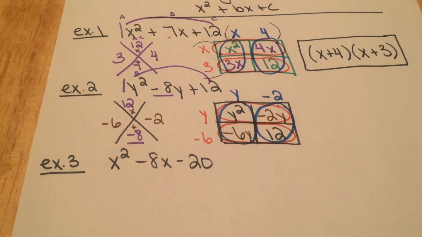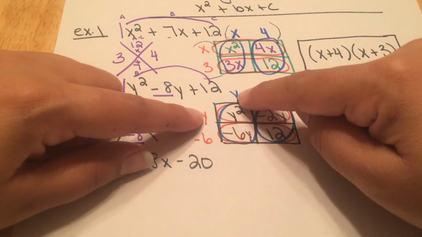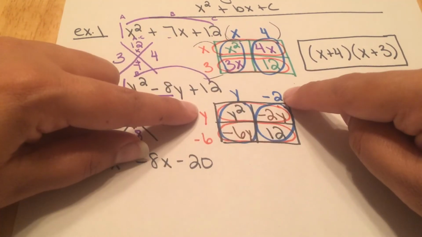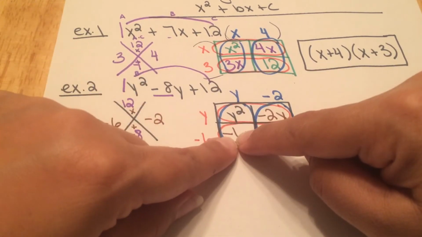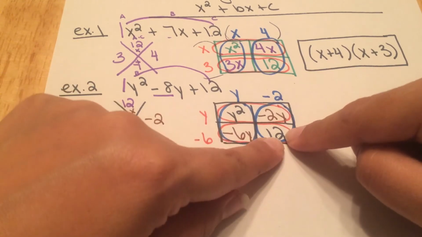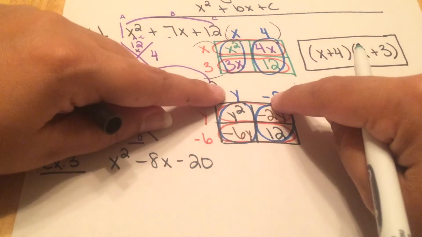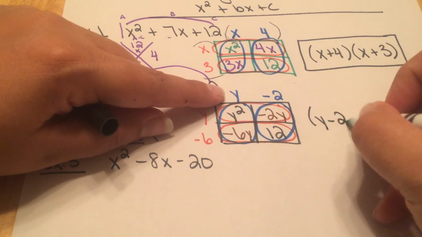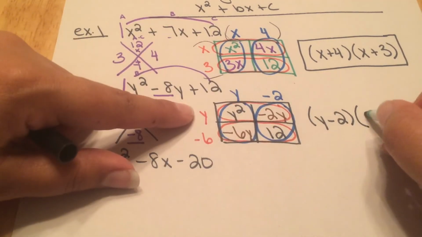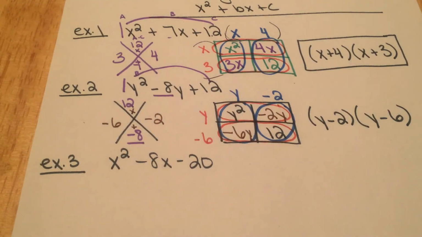What we notice is if we go ahead and multiply those back out like we did when we were multiplying our polynomials, y times y is y squared, -2 times y is -2y, y times -6 is -6y, and -6 times -2 is a positive 12. So now that we have that, we have our factors. This time we actually see that we have a negative here. So our factor here is going to be y minus 2, because it's a negative, times y minus 6. So that's why it's so important to know what those signs are.